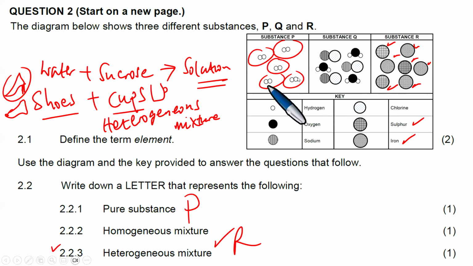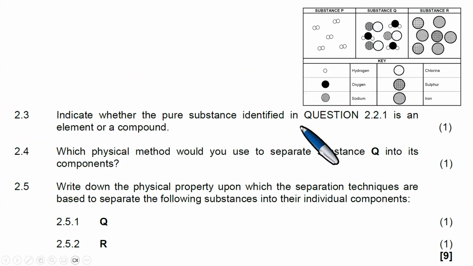Is this an element or a compound? That is what the examiner is asking. This thing here. It's an element. Well done. It is an element. Very smart. Because it is an element, therefore, it is in particular the pure substance to be identified there. And obviously, very well done.